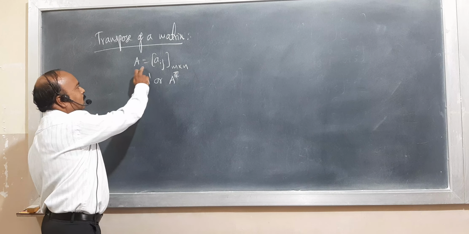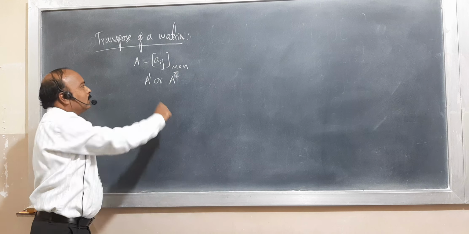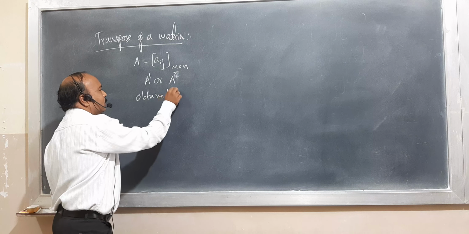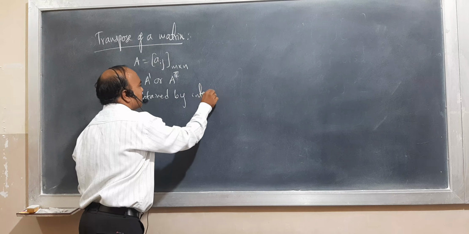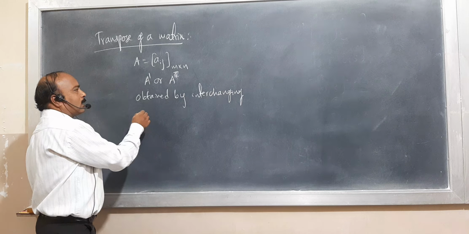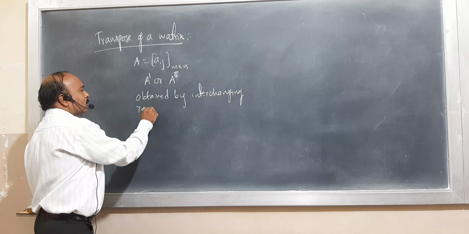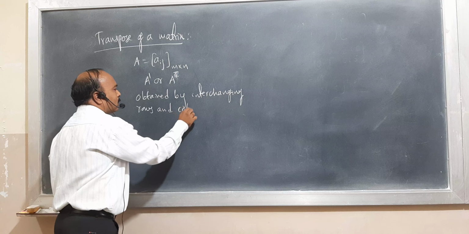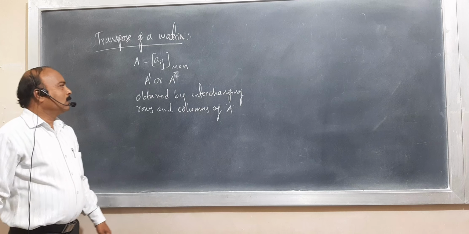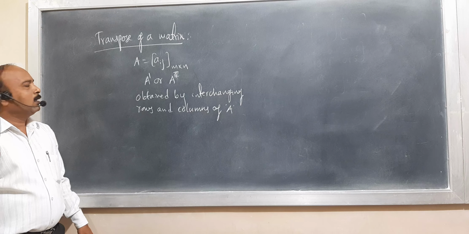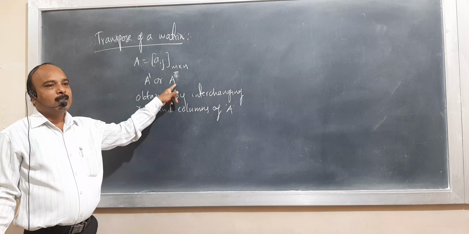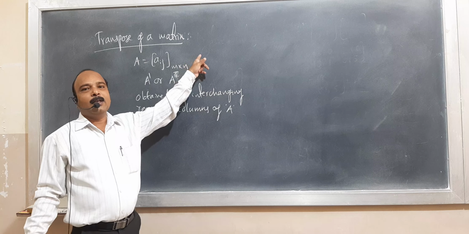So how can you define this? A dash is a matrix which is obtained by interchanging the rows and columns of matrix A. By interchanging rows and columns of matrix A, we get another matrix, that is A dash or A power T, which is considered the transpose of a matrix.